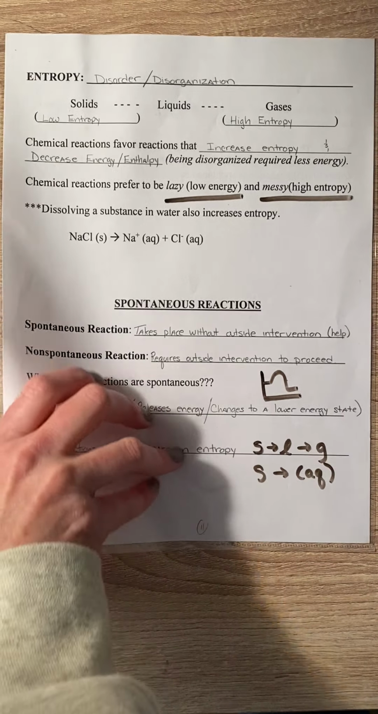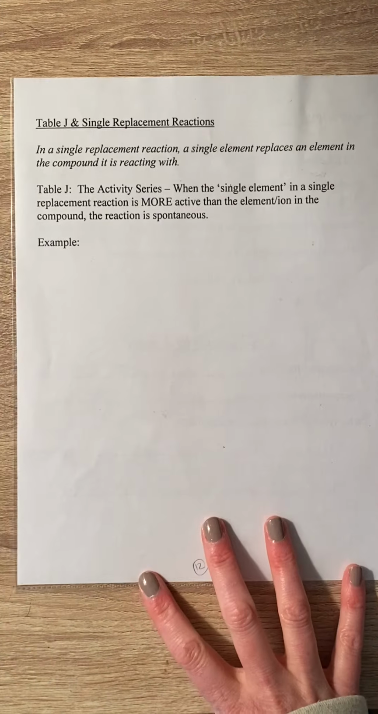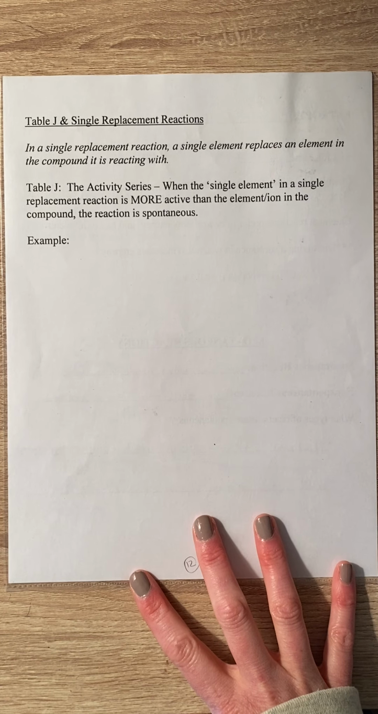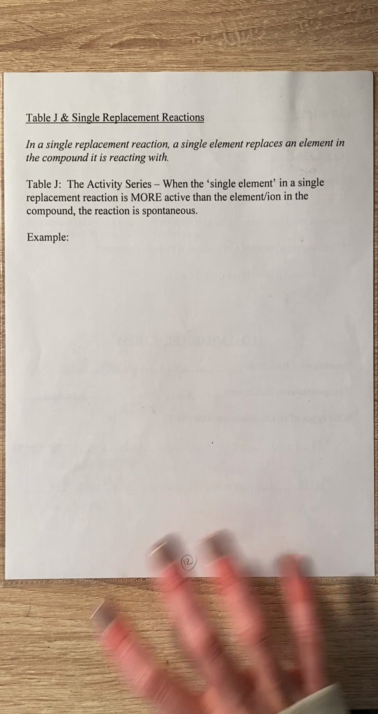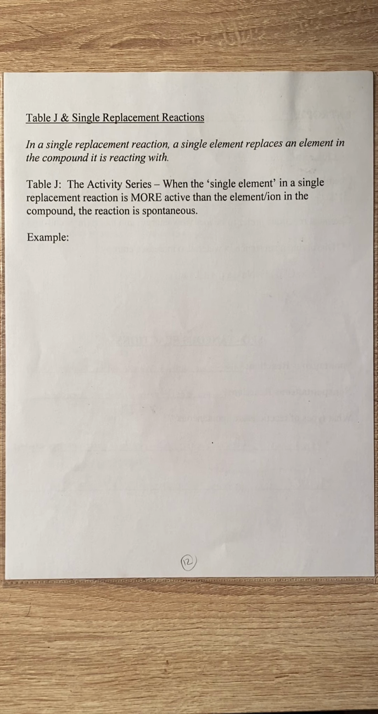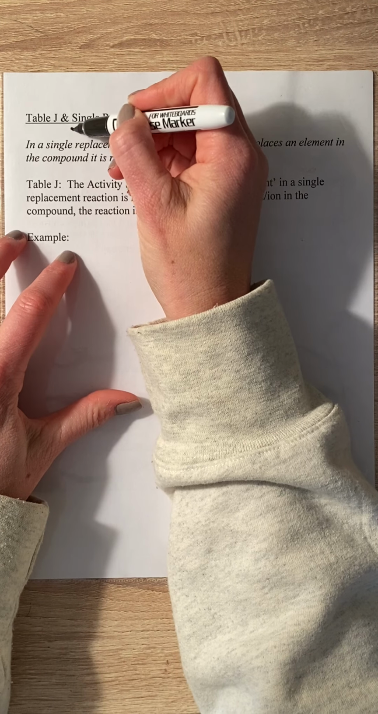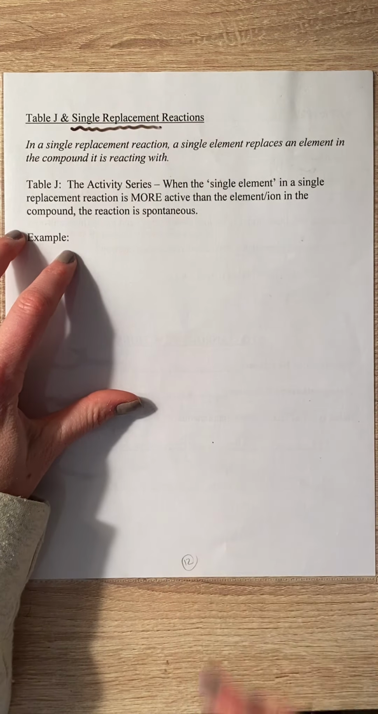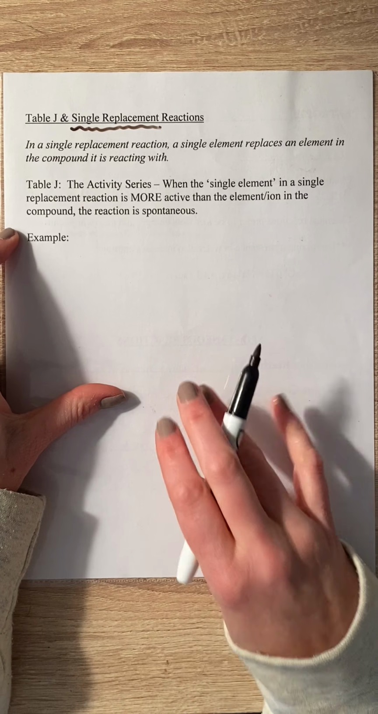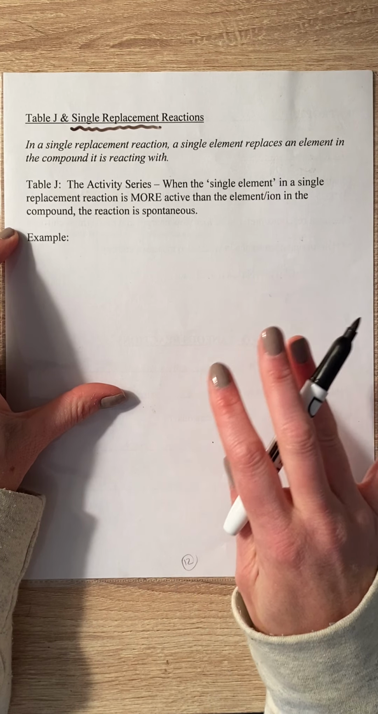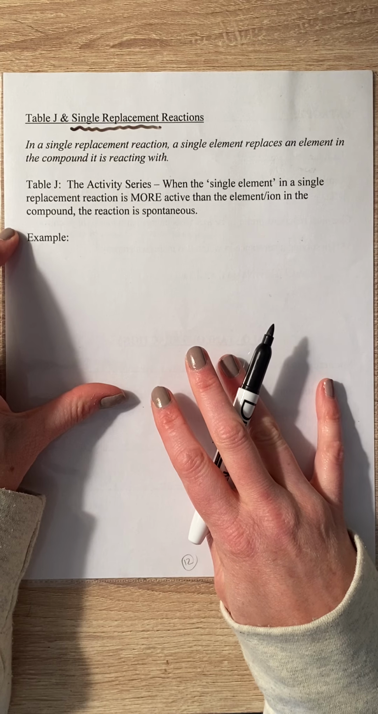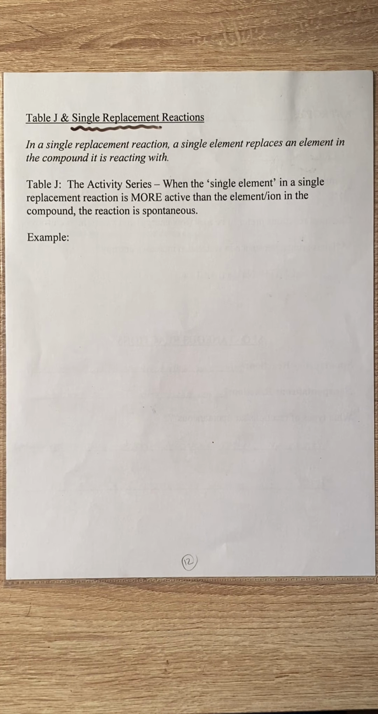Okay, so now the last idea for equilibrium is using table J. We use table J to predict if a reaction will be spontaneous or not. And most importantly, we're predicting single replacement reactions. In a single replacement reaction, a single element replaces an element in a compound that it's reacting with.